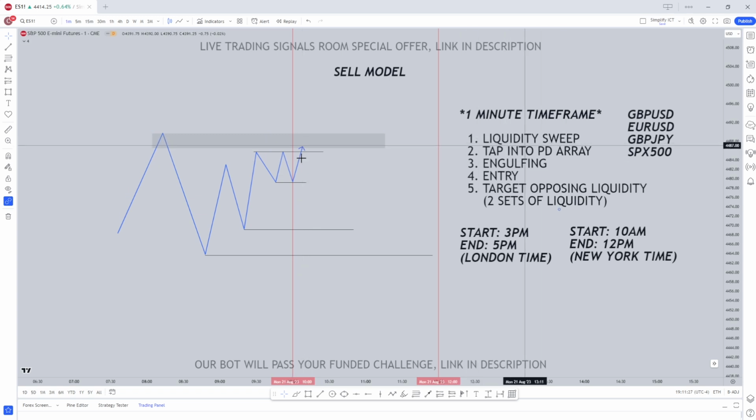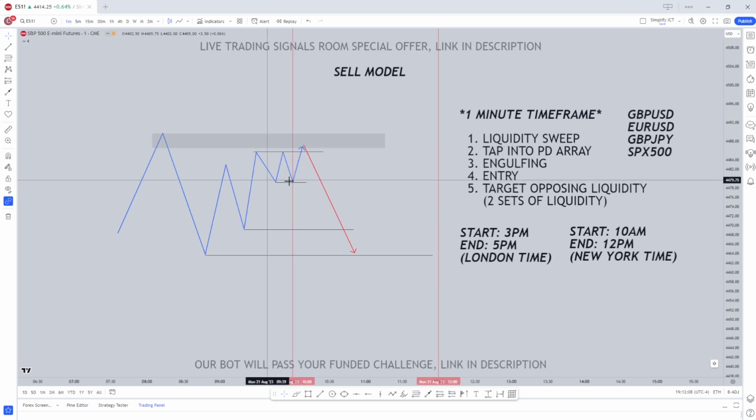First step, liquidity sweep. As you can see, before our trading time, we had equal highs engineered right here. All that happens to price now is it sweeps liquidity, and the second step is tap into a PD array. Now this is a bonus, it's a very high probability hack. Then simply after it does that, we're going to identify if there is opposing liquidity. So if there is at least 2 sets of liquidity that we can target, if we are looking to take the trade in the opposite direction to that first liquidity sweep, then that trade is worth taking.